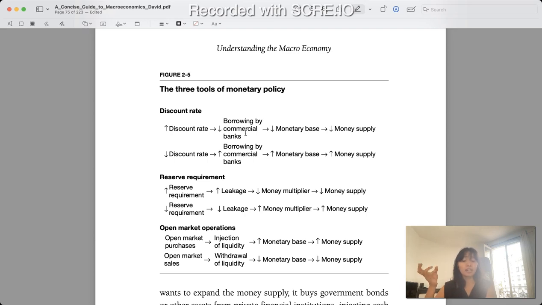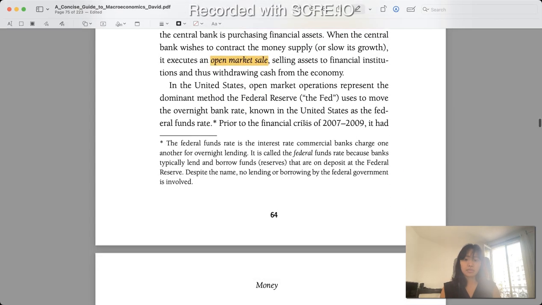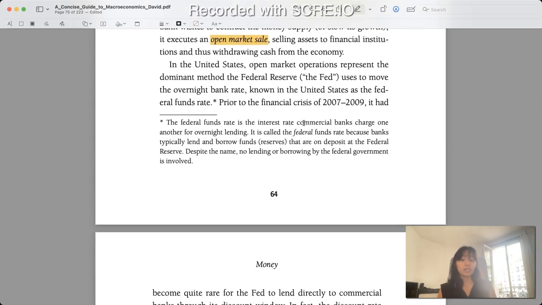When there are open market purchases, when the central bank purchases assets, there will be an injection of liquidity, which increases the monetary base and increases the money supply. When there are sales, there will be a withdrawal of liquidity, resulting in less monetary base and less money supply. In the United States, open market operations represent the dominant method the Federal Reserve uses to move the overnight bank rate, known in the United States as the federal funds rate. The federal funds rate is the interest rate commercial banks charge one another for overnight lending.